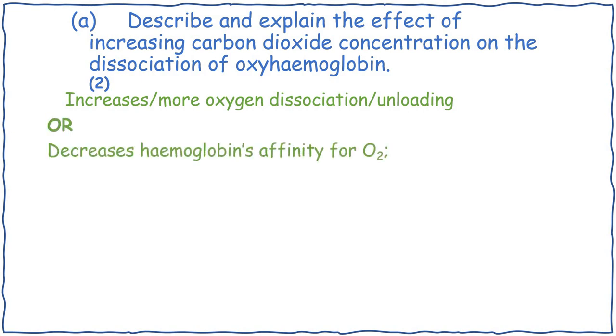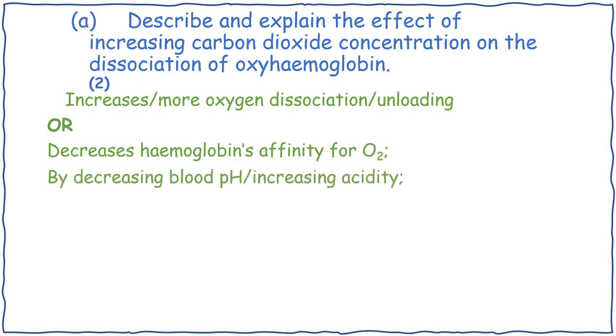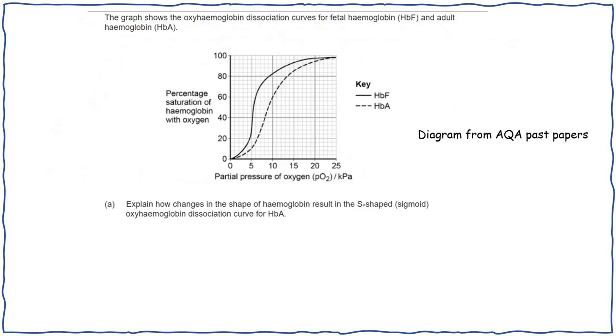Or you can say it decreases hemoglobin's affinity for oxygen by decreasing the blood pH, which increases its acidity. So carbon dioxide increases the acidity of the blood because it forms carbonic acid, and this means that it decreases the hemoglobin's affinity for oxygen, so it unloads more oxygen to the respiring tissue.